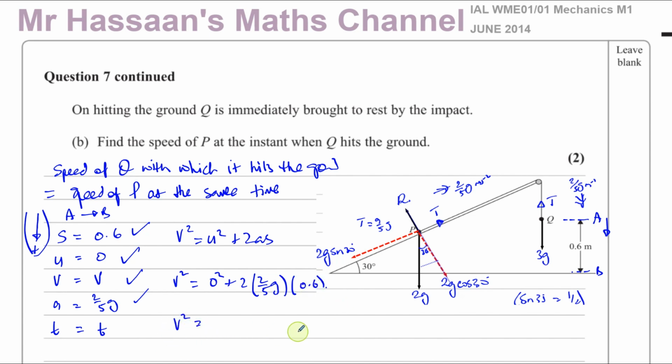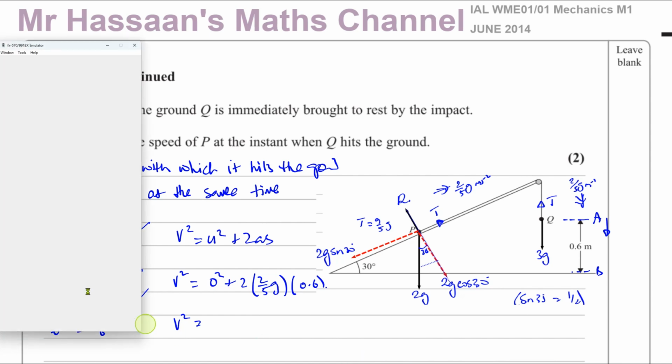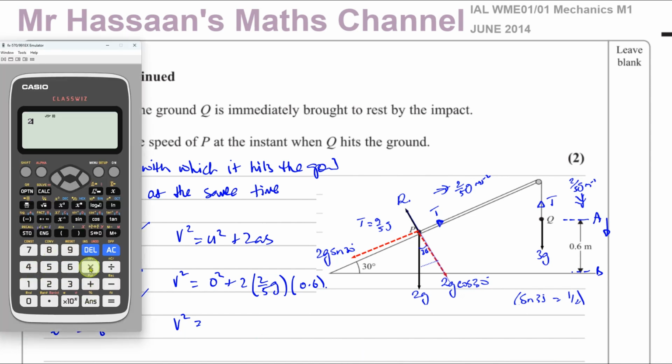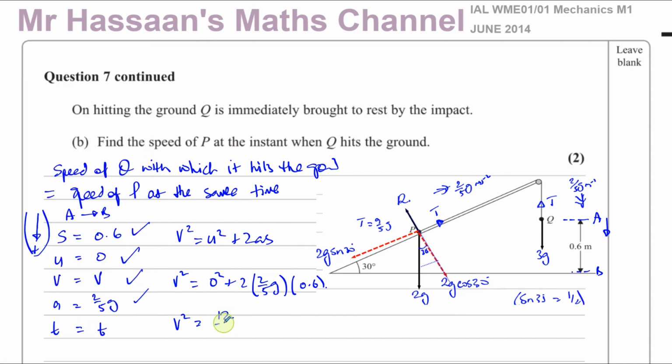Okay, so V squared is equal to, just stick that in a calculator. I'll keep it in terms of g for now. So you have 2 times 2/5 times 0.6, which gives us 12/25. So 12/25 g. So V is going to be the root of 12g/25. And that would even be 2√3, wouldn't it? Root 12 is 2 times √3. So V would be 2 times √3 g, under the square root, over 5 meters per second.